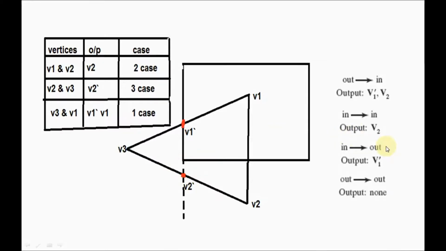So that's why I am considering v2 dash, because when you go from inside to outside you have to consider v1 dash, which means the intersection point. So what is the intersection point here? v2 dash. So which case do I consider? Third case. I am considering the intersection point between v3 and v2. Which is that intersection point? v2 dash. So I considered v2 dash.